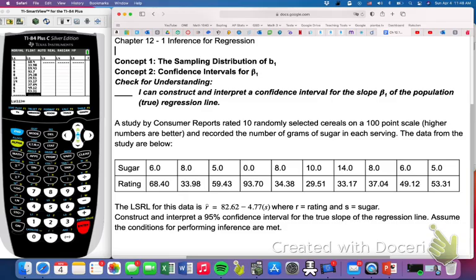So in this case, the conditions will be LINER, L-I-N-E-R. All those conditions are met. Now, before we go through the construction of the confidence interval, put the sugar into list 1 and put the rating into list 2. Because list 1 is typically your explanatory variable, in this case the sugar, and rating you put in list 2, which is your response variable.